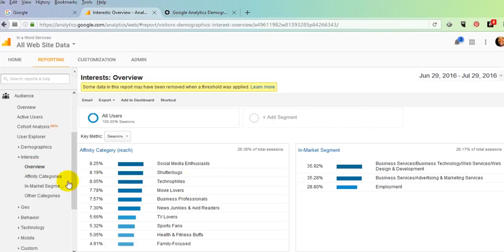So your affinity categories show how many people in the various categories you've reached. For example, 8.25% of the people that came to my website or my blog are social media enthusiasts. Right on target. Those are the people that I want to target. These are my perfect customers. The next level is shutterbugs. Shutterbugs are people who are more visually oriented. They like pictures and visual things, and so I've reached those folks.